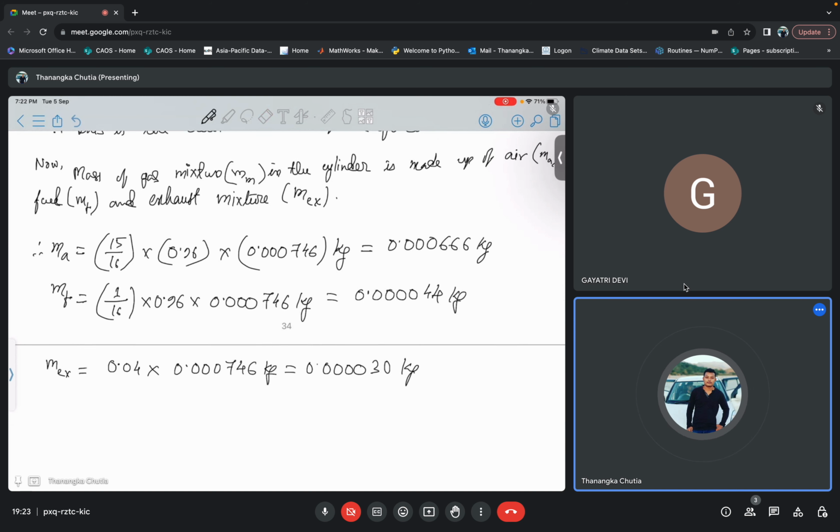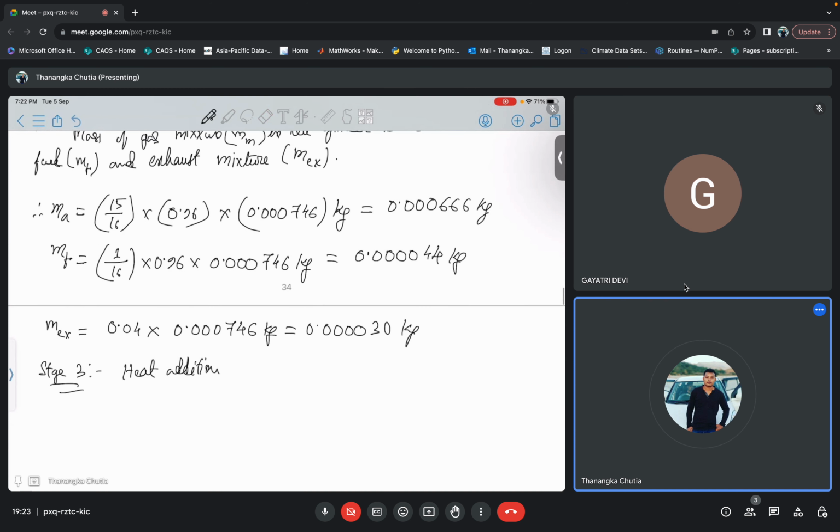Fine. Now stage 3. What is the third stage? We have completed the combustion process, we have completed the compression process. Now heat will be added. So heat addition, Q1, what we can write: mass of the fuel into calorific value of the fuel into eta combustion. Yes or no? Because there should be some combustion efficiency. Even if you put fuel, the total mass of the fuel may not get converted. But here our efficiency is given to us as 100%.